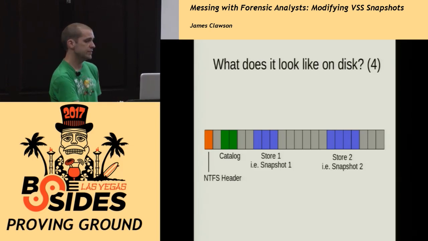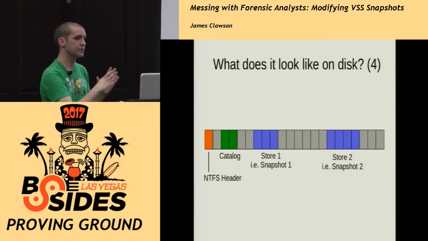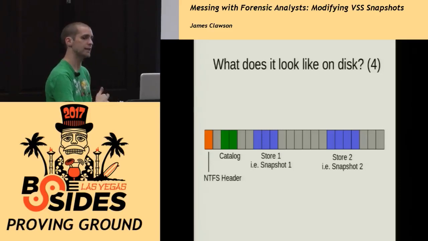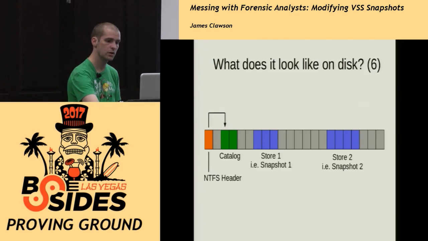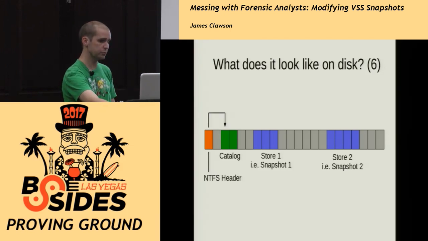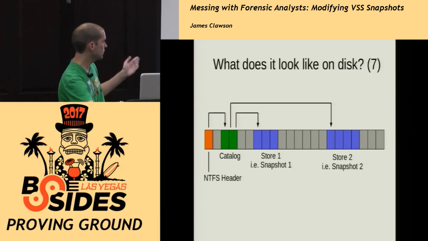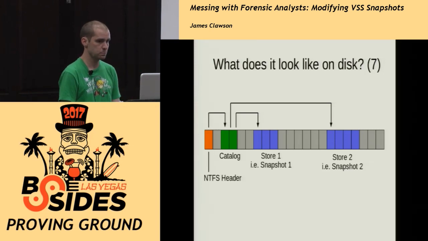So here we have the NTFS header at the beginning of the drive. This is in a known fixed location. We have the catalog, and in this example, we have two snapshots, store 1 and store 2. The NTFS header tells us where to find the catalog. The catalog tells us where to find the snapshots.